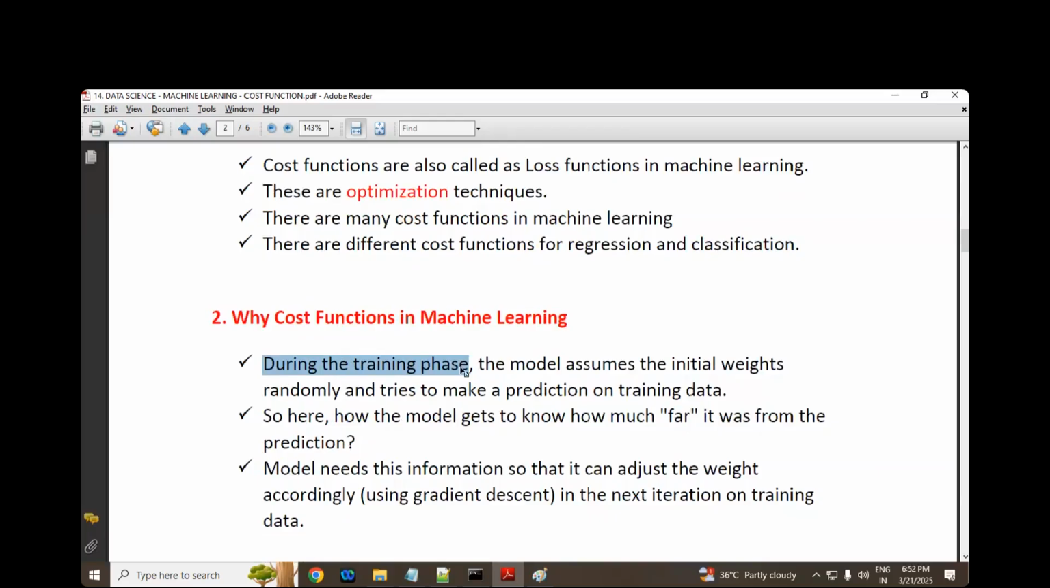But what is happening in the backend? The model assumes the initial weights. The model starts initializing values: the coefficient values and the intercept value. Initially it starts with 0 and 0 and applies the formula. Make a note on this: the model initializes weights randomly and tries to make predictions on the training data.